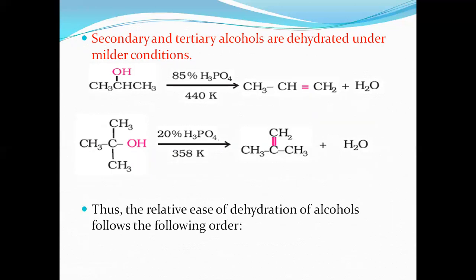Thus, the relative ease of dehydration of alcohols is in the following order: tertiary is greater than secondary, which is greater than primary. Tertiary alcohols undergo dehydration more easily than secondary, and secondary more easily than primary.